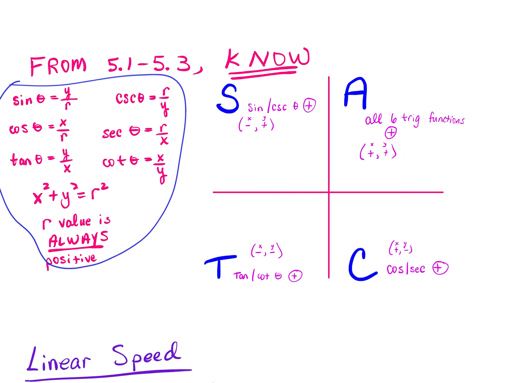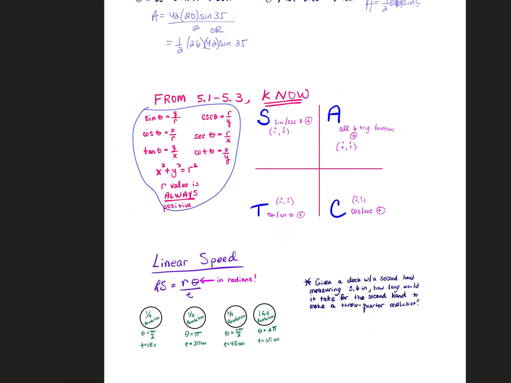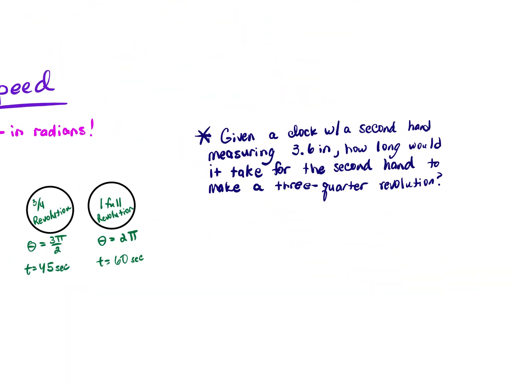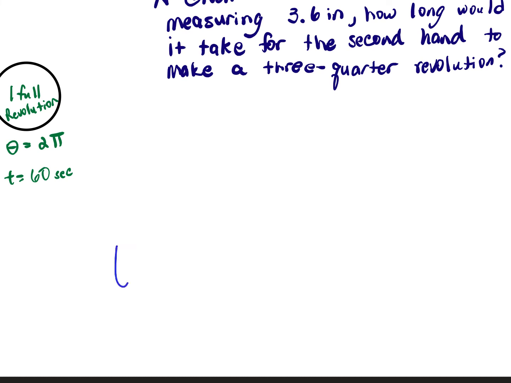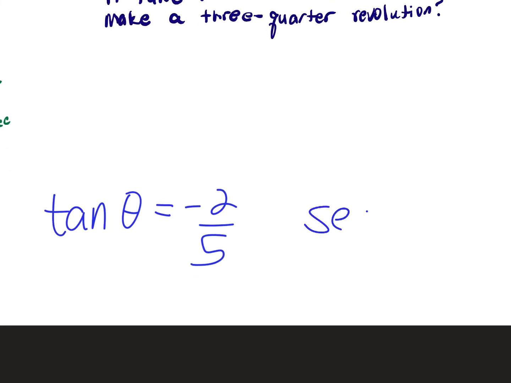You have to know what all students take calculus, the signs of the trig functions depending upon what coordinate they're in. So you have a problem like this: tangent of theta equals -2/5. And then they tell you that secant of theta is greater than 0.